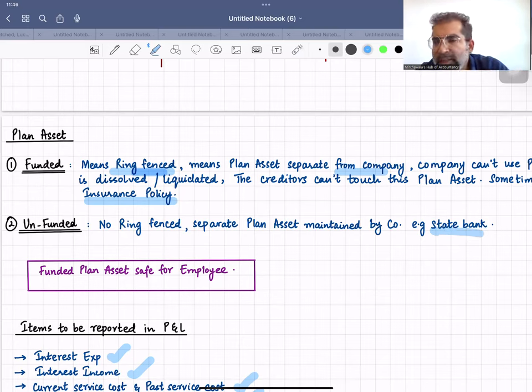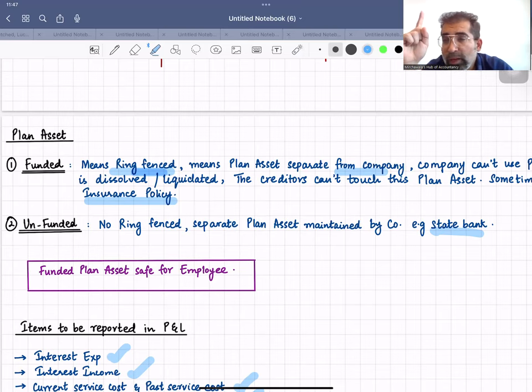I have written one example of unfunded: the State Bank. State Bank means central bank; in Pakistan, the central bank is called State Bank. The central bank has the power of printing money, so they don't have to keep anything. They can print money and pay. That's why they can maintain unfunded. But I have read in the ICAEW book that in the UK, US and many countries, for private organizations the government normally recommends the funded one. For the public sector, they can do unfunded, because at the back of the public sector, the government is there to pay.